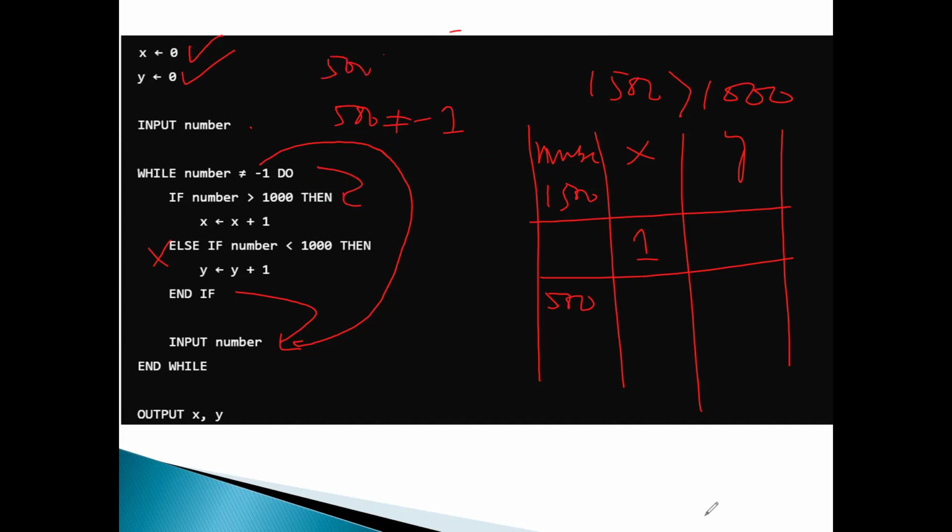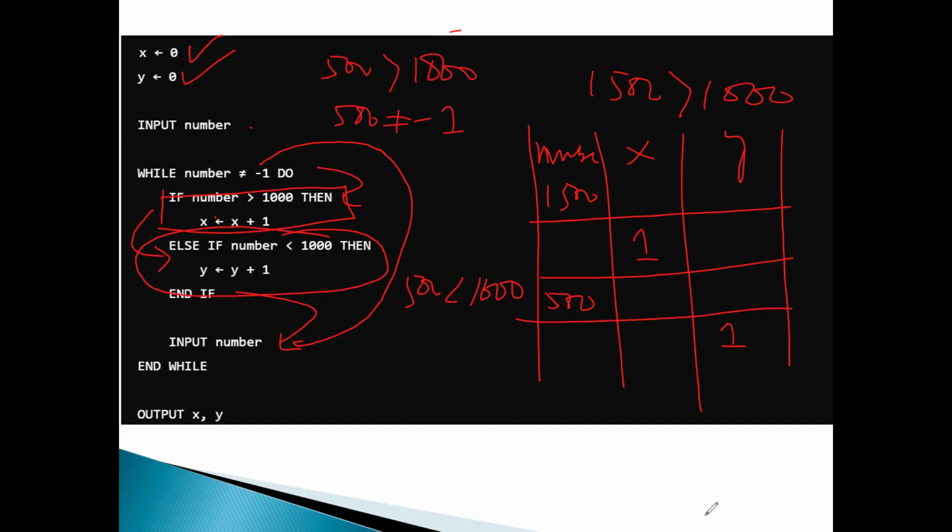500 greater than 1000. Is this true or false? False. It means this condition will not run, so X will not update. The control will come here, else if 500 less than 1000. Is this true or false? True. So it means Y will update. Got the idea?